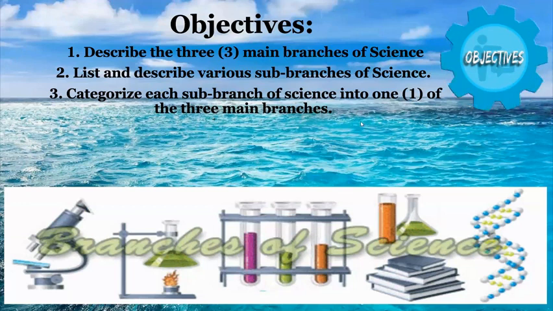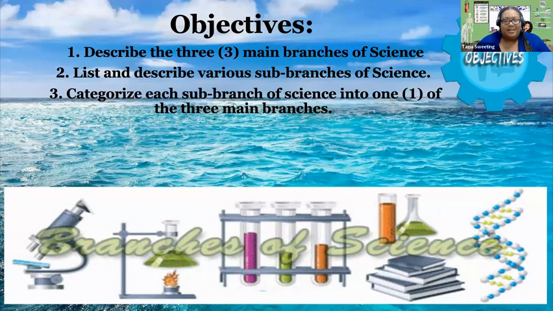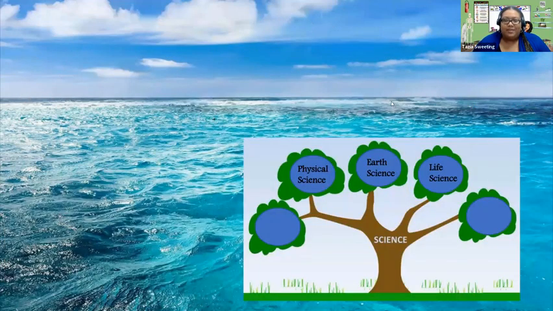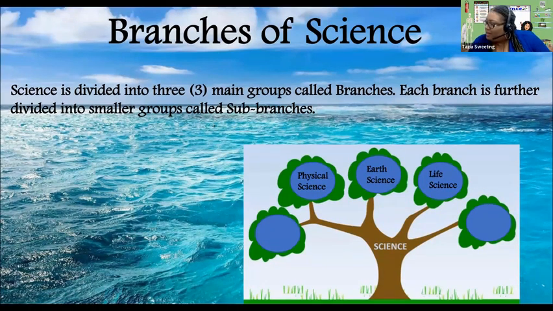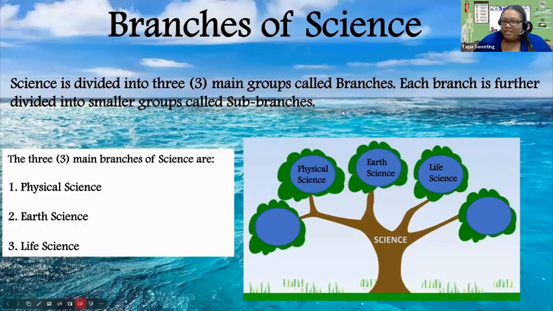Physical, earth science, and life science. Excellent. So it is physical science, earth science, and life science. Very good job, Nevaeh. All right. So like we said, science is divided into 3 main branches. And like Nevaeh just told us, those 3 branches are physical science, earth science, and life science.